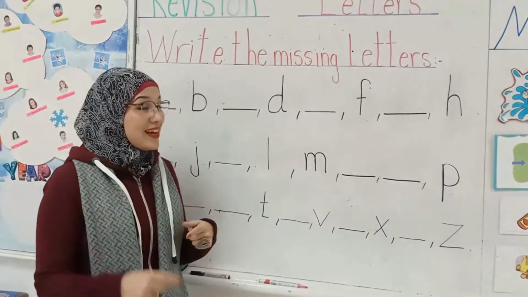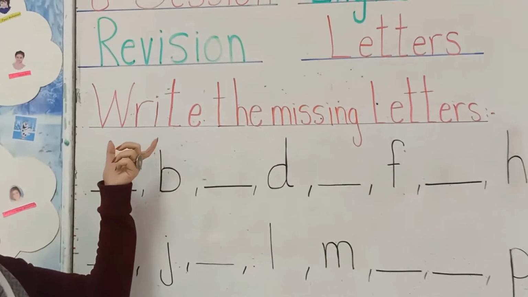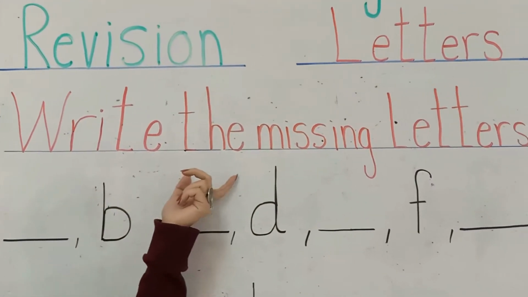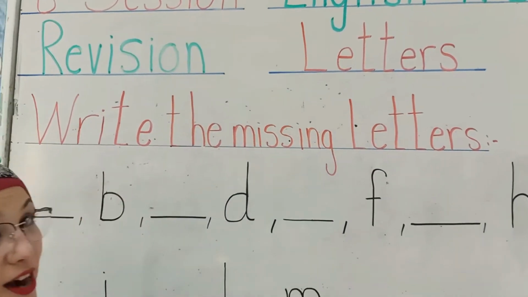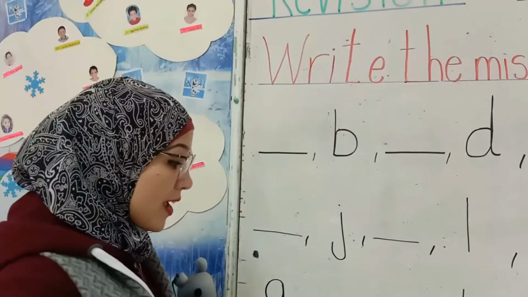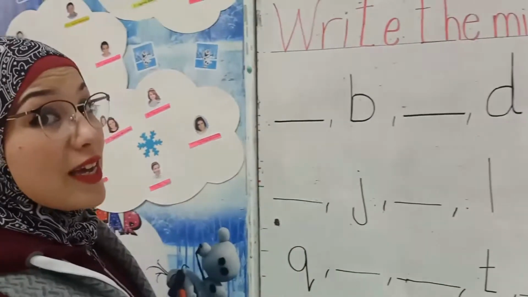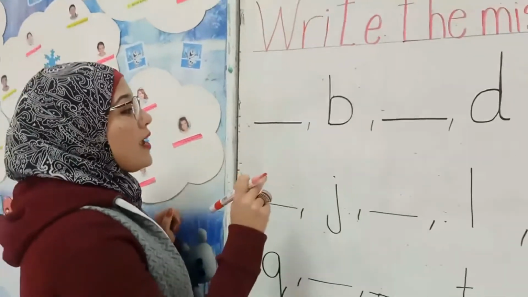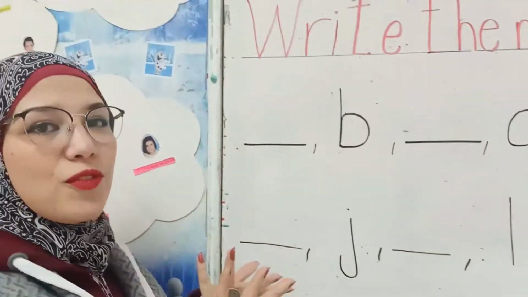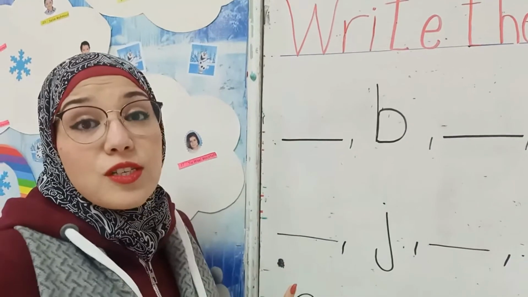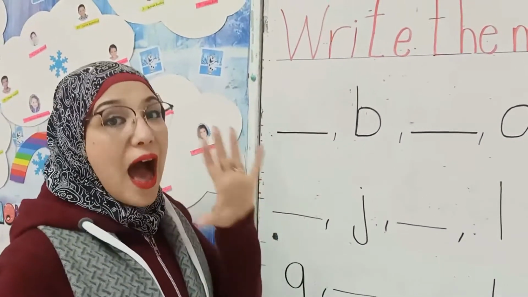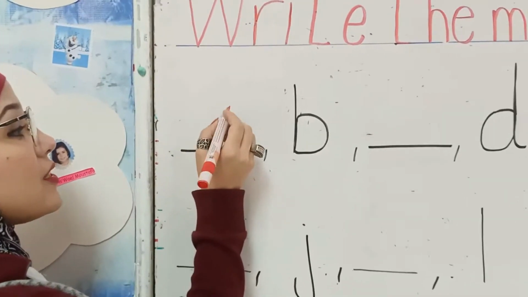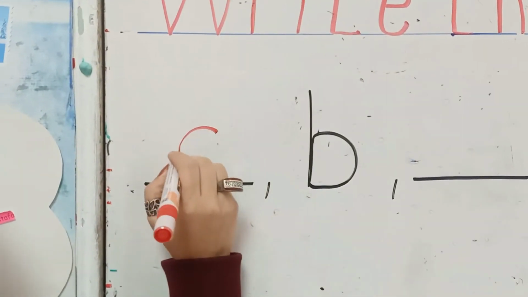Are you ready? Our second game is write the missing letters. Are you ready to play with me? Are you ready to write our letters? Okay, can you tell me what is the first letter? What's the first letter? Super, super, KG1. A. Our first letter is A.